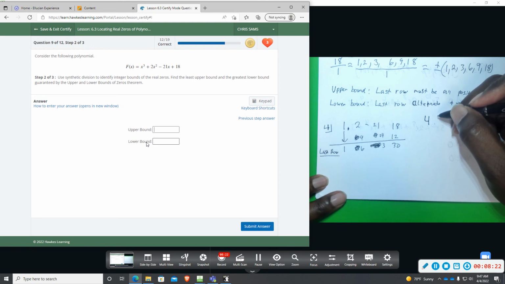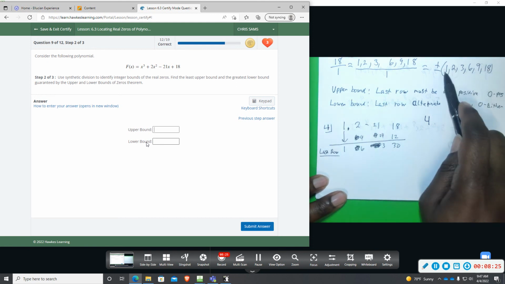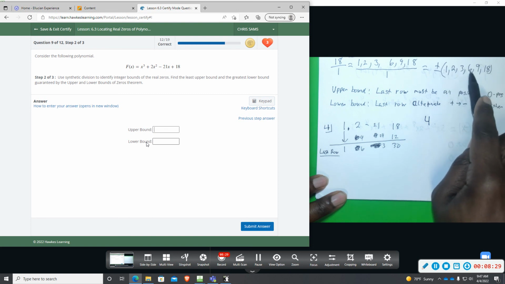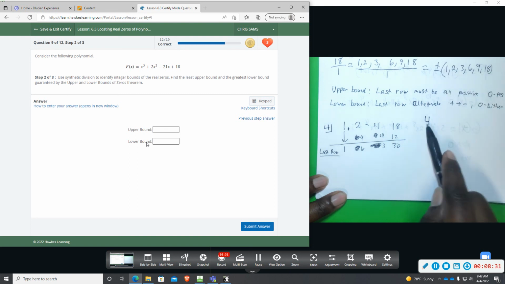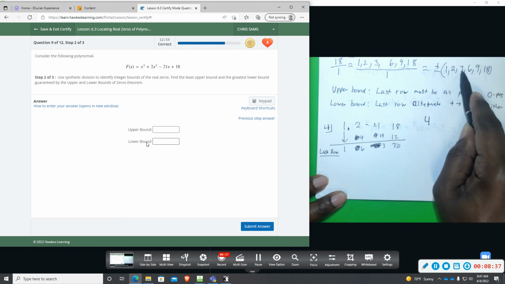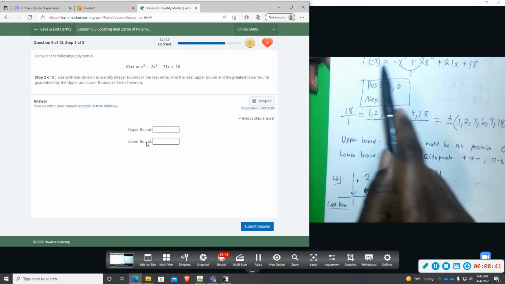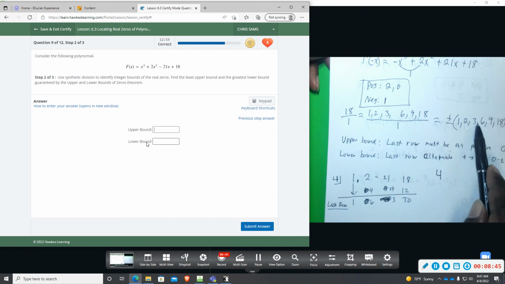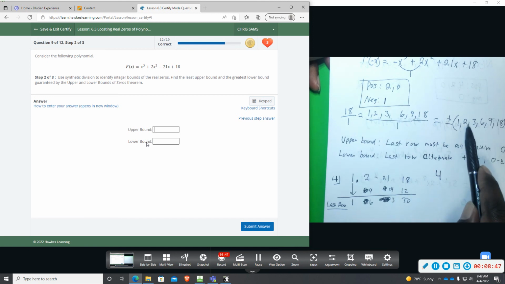What this means is that from this list, 1, 2, 3, 6, 9, 18, you don't have to pick anything bigger than 4. So that means I only need to try 1, 2, or 3. And I know from this rule that only 2 of them will work. So out of 1, 2, and 3, 2 of them will work, and that's it.